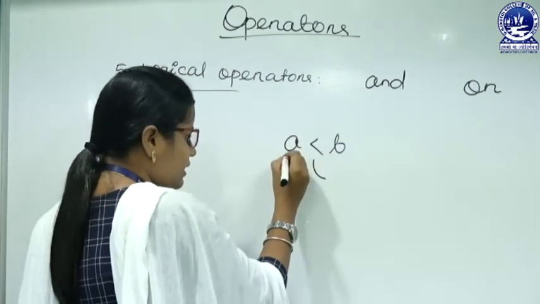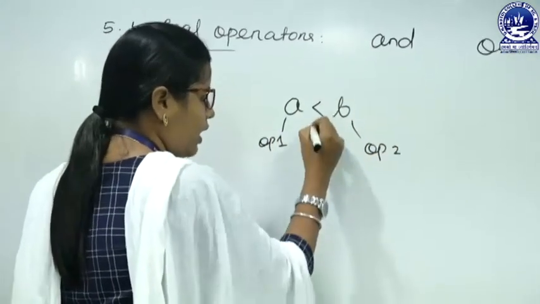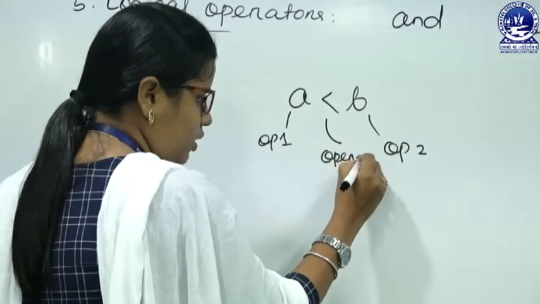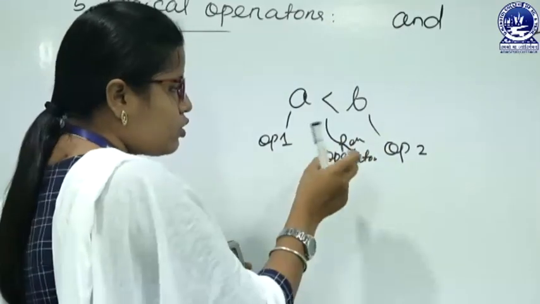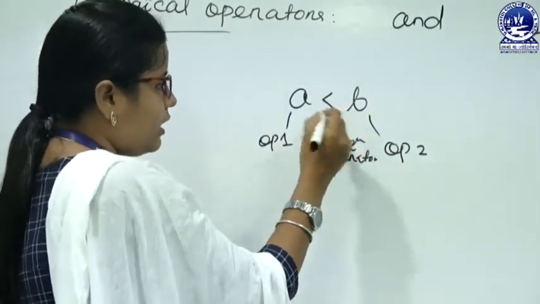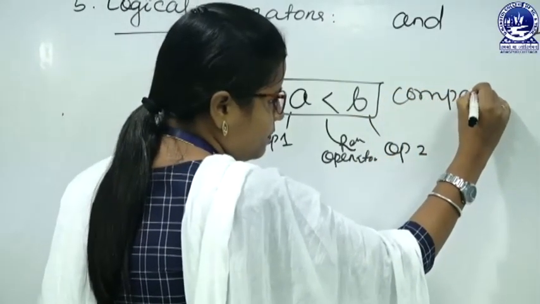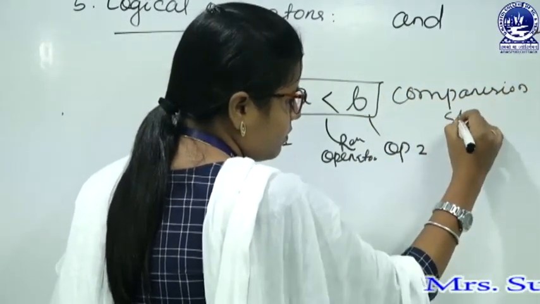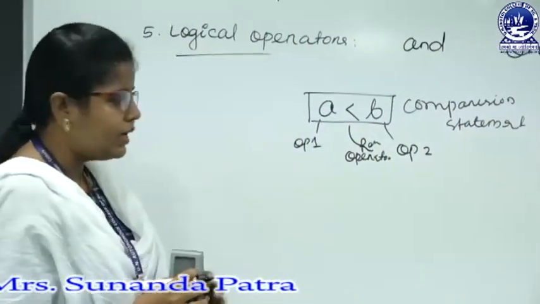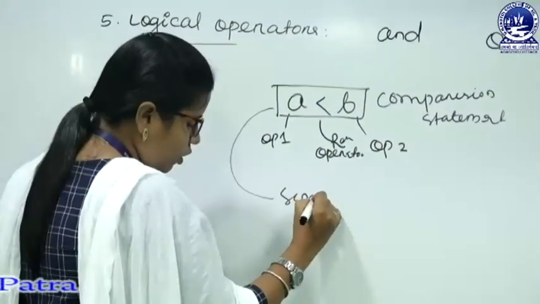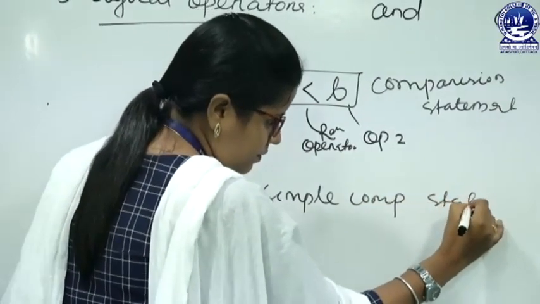In this case, this is operand 1, this is the second operand, operand 2, and this is the operator. Which type of operator? This is a relational operator. So, by using the relational operator, this statement is a comparison statement. Here we have 2 operands. We can call it a simple comparison statement.